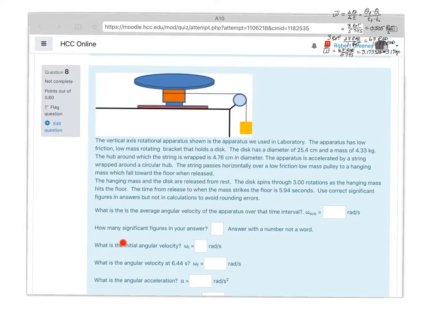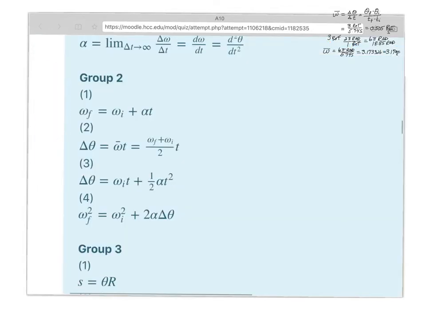Okay, the next question is, what is the initial angular velocity? That's just a matter of recognizing what we're doing. We're releasing it from rest. It says so in the problem somewhere. So that's 0. What's the final? To get the final, we want to use which equation? Take a look at your list.